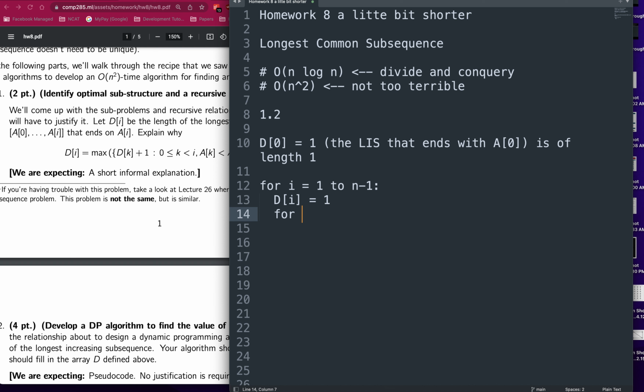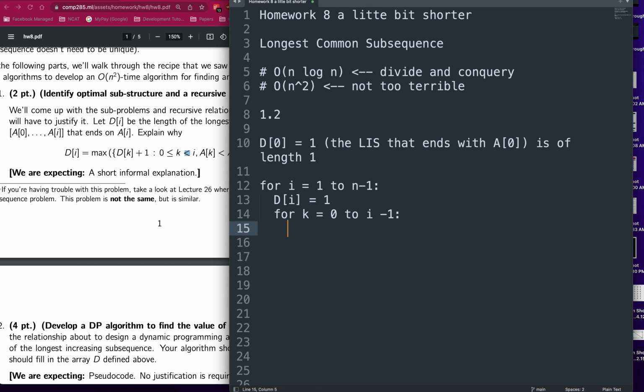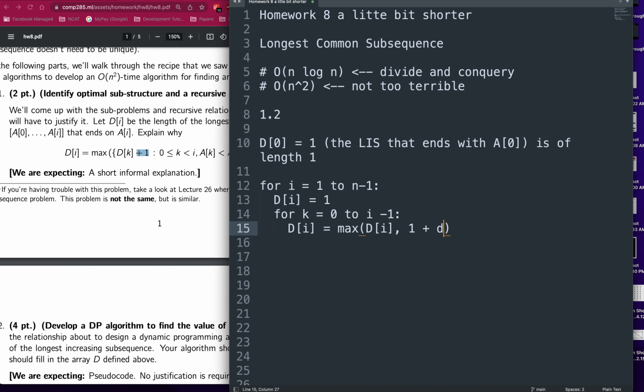So we say for k equal to 0 to i minus 1, right? So again, this is inclusive, so this is going to include i minus 1 as a value, because we go from 0 up to i, not including i. Then D_i is the max of D_i, either itself or the other option, 1 plus D_k. Right, so that fills up your array D of size n.